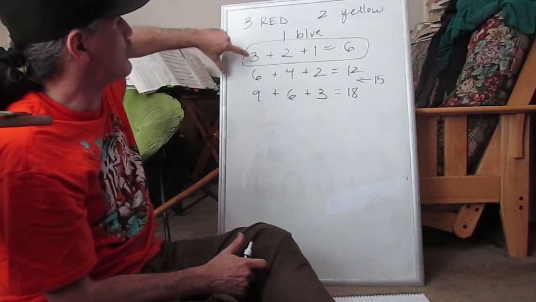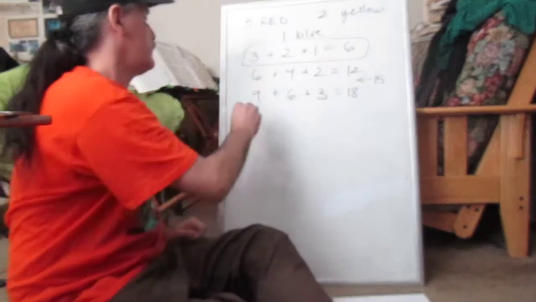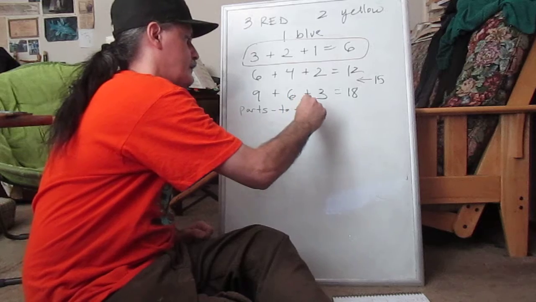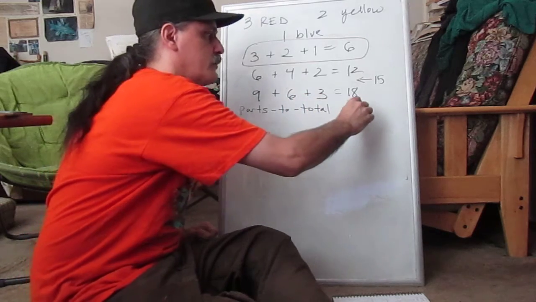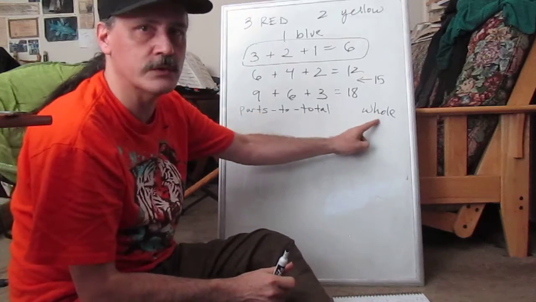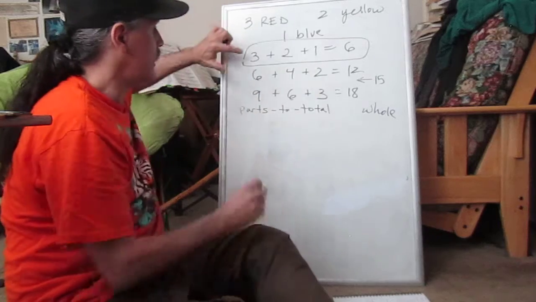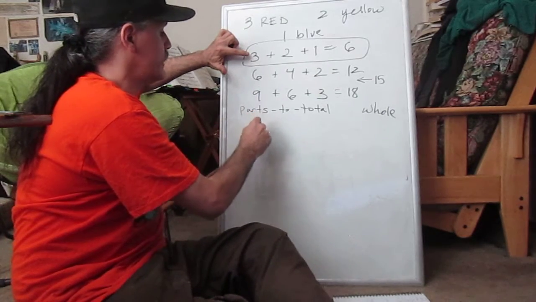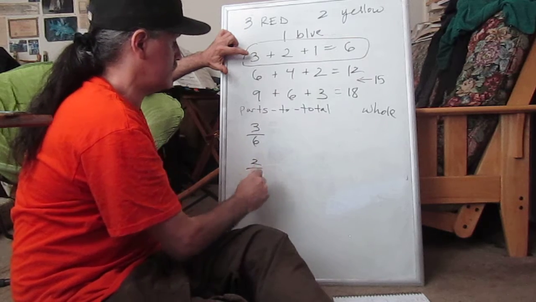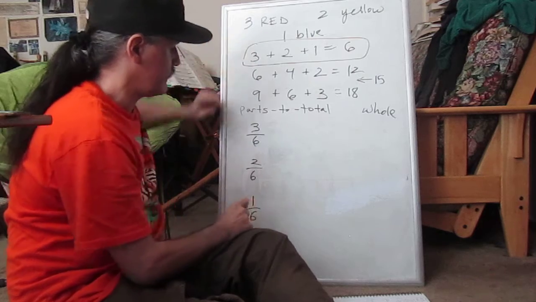Right now we got 3 parts to a total of 6. So we could write parts to total. That's what I call this. Some people call this parts to whole. So if you look this up on Google, it's probably going to be parts to whole, not parts to total. That's me. Alright, so we got for red, we got 3 out of 6. For yellow, we got 2 out of 6. And for blue, we got 1 out of 6.